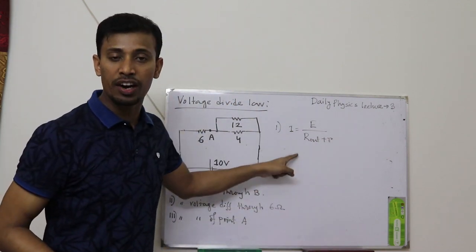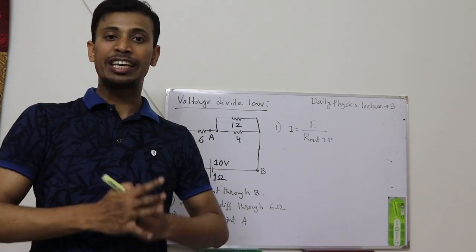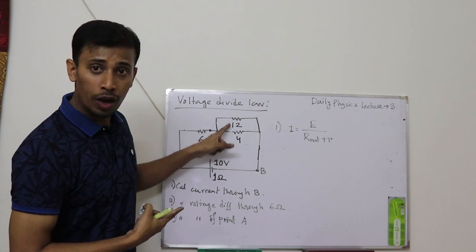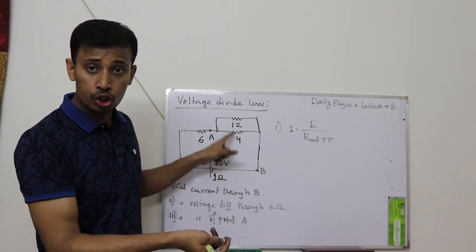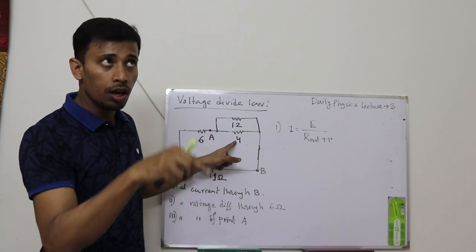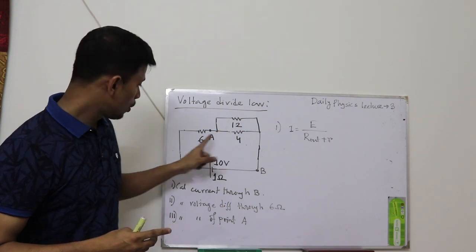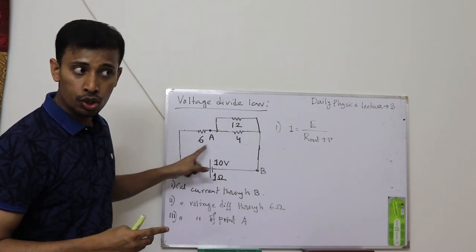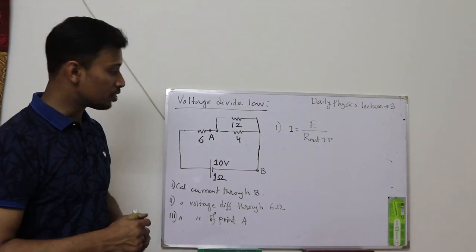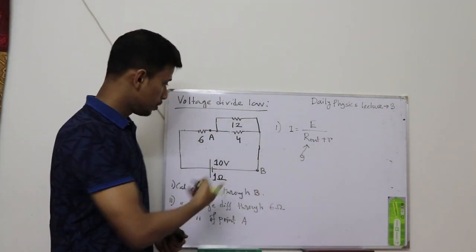I equals E divided by R out plus r. What about R out? The total equivalent resistance. At first we'll go for the parallel. 12 and 4, if you go for the parallel, the equivalent will be 1 by 12 plus 1 by 4, it will be 3. So here 12 and 4 give 3, and with this 3 we have a 6 in series. So 3 plus 6, it will be 9. No other resistances here. So R out is 9.